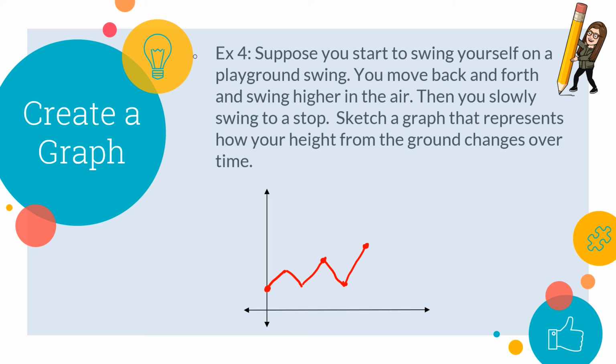But then it says you slowly swing to a stop. So I go back to the sitting position and I kind of drag my feet. It doesn't stop me completely because I'm going slowly. But then I drag my feet a little more. And then I drag my feet a little more until I stop. The key is I stop, so I need an ending point.